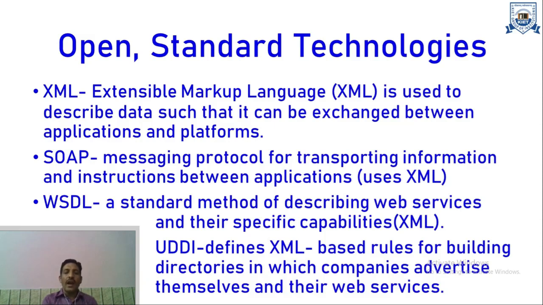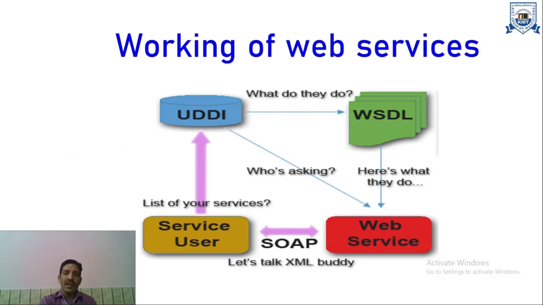UDDI is a registry, and it defines XML-based rules for building directories in which companies advertise themselves and their web services. In UDDI, WSDL is stored. First of all, the customer gives their request to UDDI, then UDDI fetches which WSDL is used for it. We study this in detail in the working of web services. In the working of web services, the service user requests UDDI to find which WSDL is used for the particular request, and through the WSDL we find which web service is used for the application, and for the communication of the application SOAP is used. SOAP stands for Simple Object Access Protocol. So through UDDI, WSDL, SOAP and XML technology we can use web services.